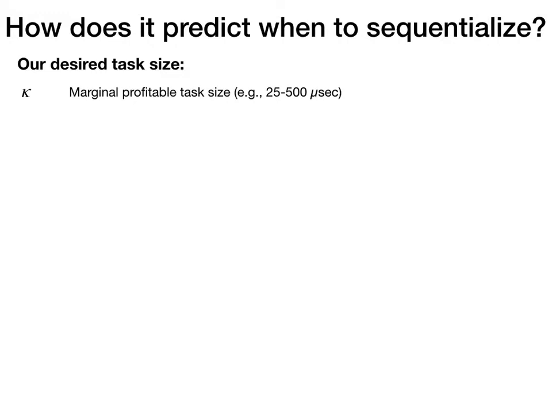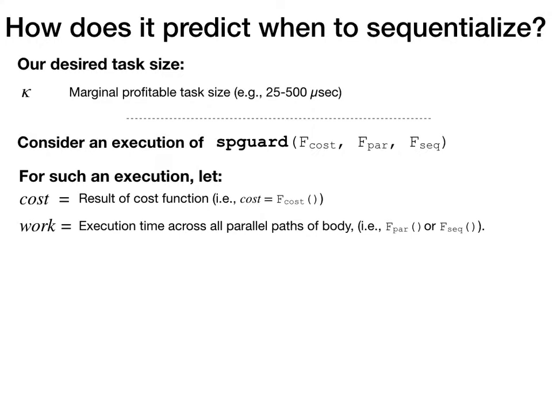Fortunately, though, there's a straightforward tuning process that can find a good setting of kappa, and we need to run it just once per machine. So it's a one-time per machine tuning process. Now, getting to the SP guard, at runtime, when control enters an SP guard, the first thing the SP guard does is it takes the result of the cost function. Let's name that temporary value cost. Based on the result of cost and some internal state of the SP guard, which we'll get into in a bit, the SP guard executes either its parallel or sequential body.